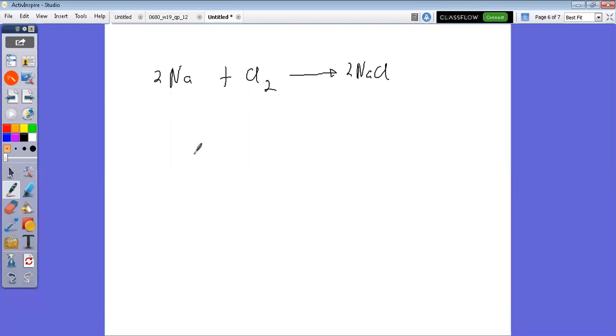Now, let's look at this one. What is the oxidation state of this sodium? Who can tell me, from those rules that we've just said? What is the oxidation state, Tashana? Are you there, Tashana?